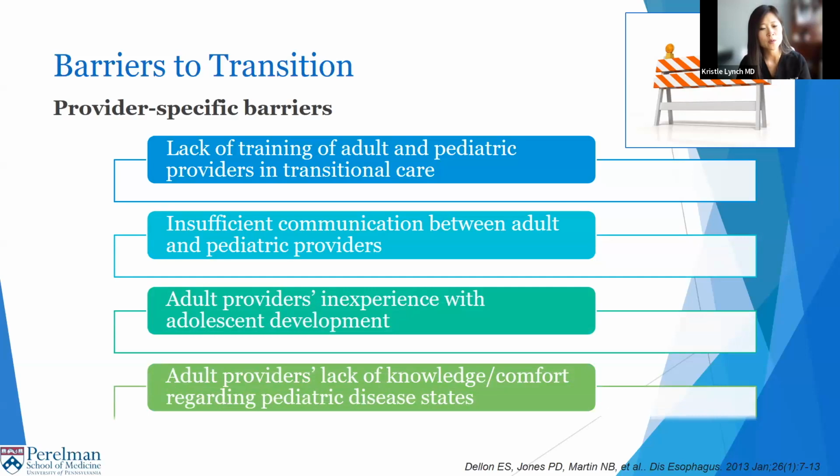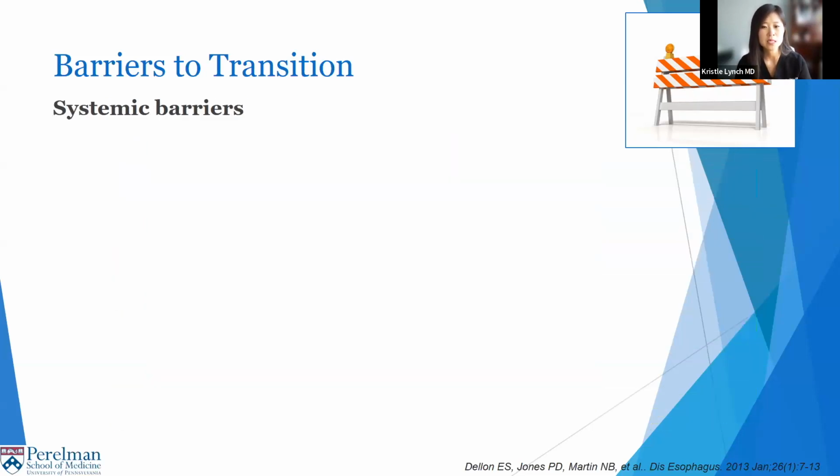Additionally, I think that when patients have rare diseases, sometimes it can be challenging to find an adult provider who's comfortable treating that disease within a reasonable radius of the patient. And so that certainly is a barrier to many diseases, many rare diseases.